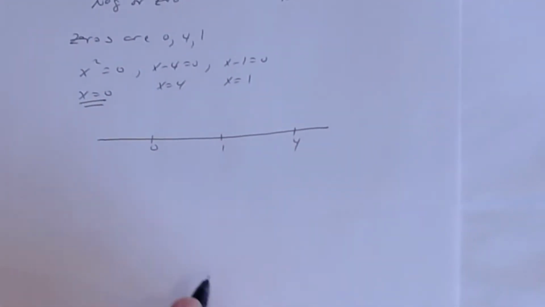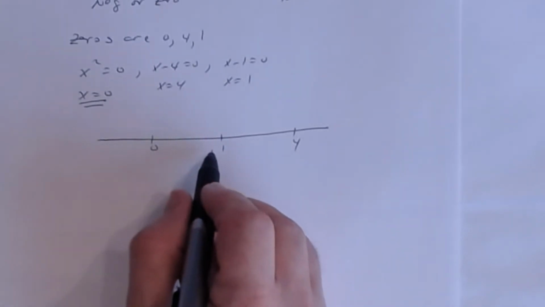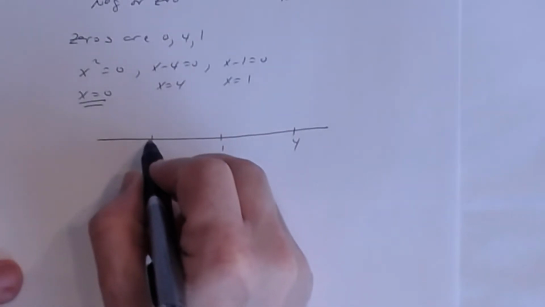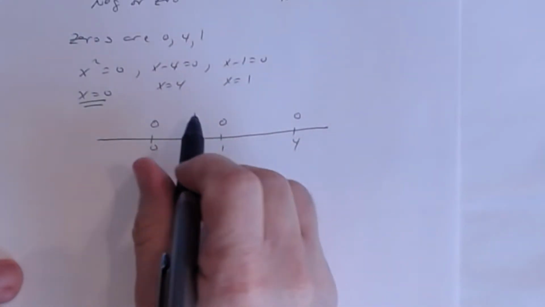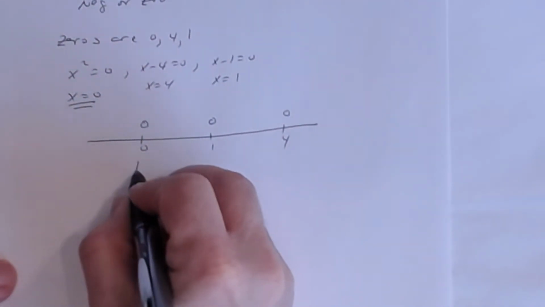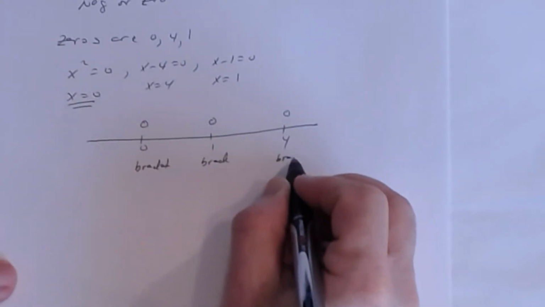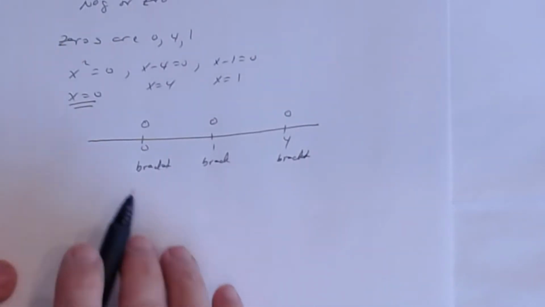Okay? And notice that when I put those zeros, 0, 1, and 4, on the number line, don't forget you get zeros here. When x is 1 you get 0, and when x is 4 you get 0. And notice there is an equal sign here, so you're going to use brackets on these. Okay, brackets on these. All right. So let's continue on.